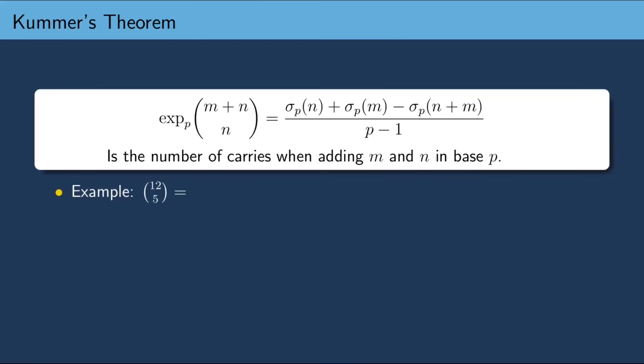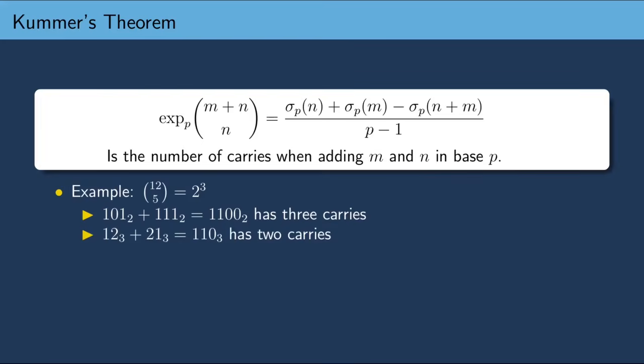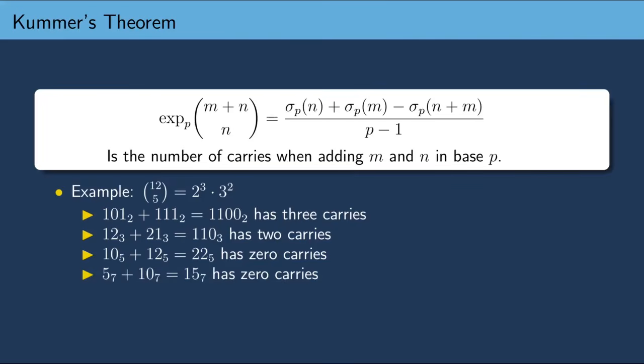Suppose you wanted to know what 12 choose 5 was. Well, if we add 5 and 7 to get 12 in binary, we get 3 carries. So there's a factor of 2 to the third in there. If we add 5 and 7 in base 3, we get 2 carries. So there's a factor of 3 squared in there. If we add 5 and 7 in base 5, or base 7, we have 0 carries, so there's no factors of 5 or 7 in there.